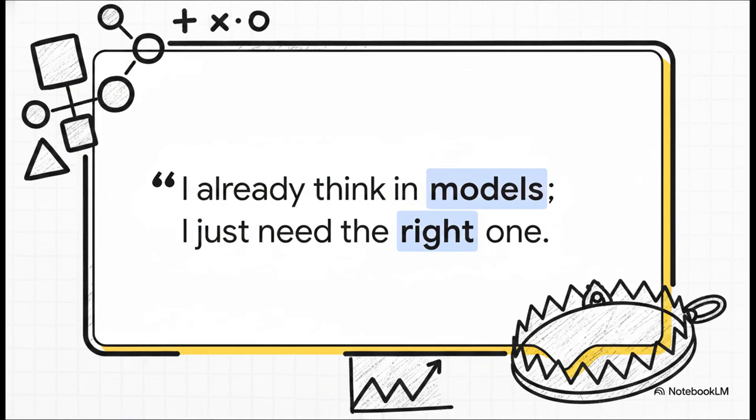Now, I know exactly what you might be thinking right now. I already think in models. I just need the right one. I hear this all the time. And it sounds so mature, doesn't it? It completely rejects vibes in favor of structure and math and solid proof. It says that better tools make better choices. And up to a point, you're right. But let's walk that logic right into a trap.